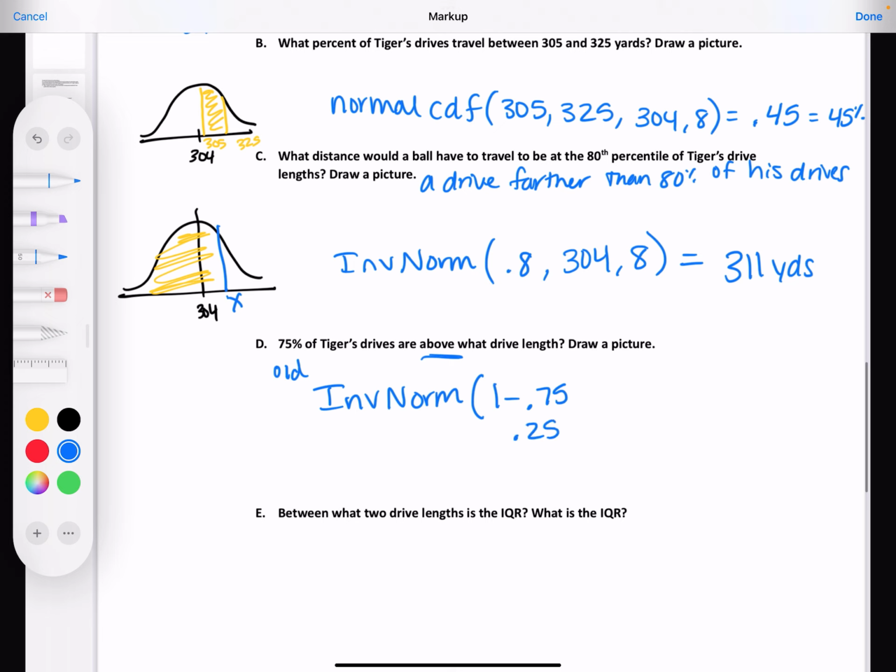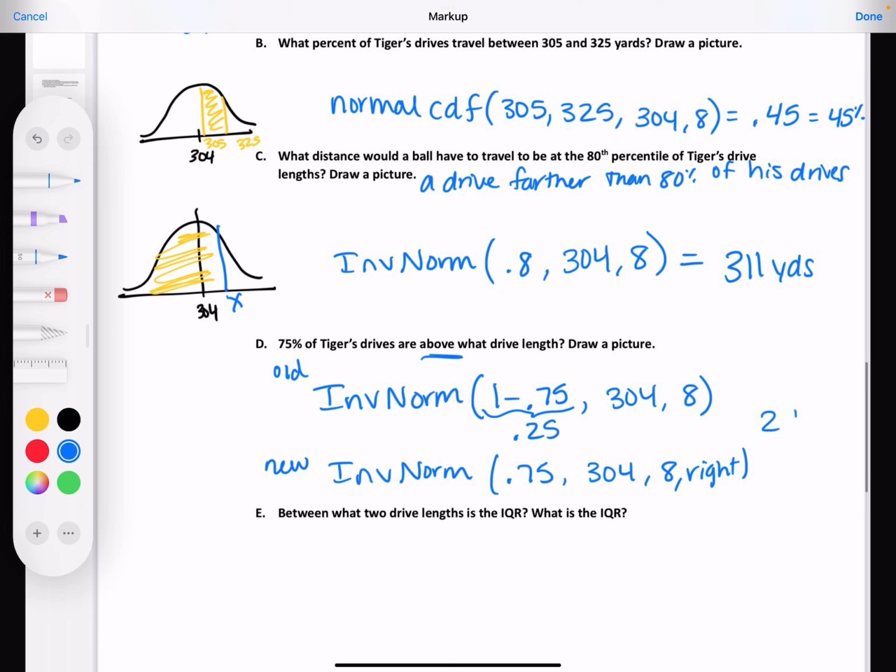On mine, I'm doing right. You're doing 0.75 right. Yeah. That makes sense. So then 304, 8. So on the new one, it's INV norm of 0.75, 304, and 8. And then you're going to have to click right. So what did you say it was? 298.6. Okay. 299 yards.